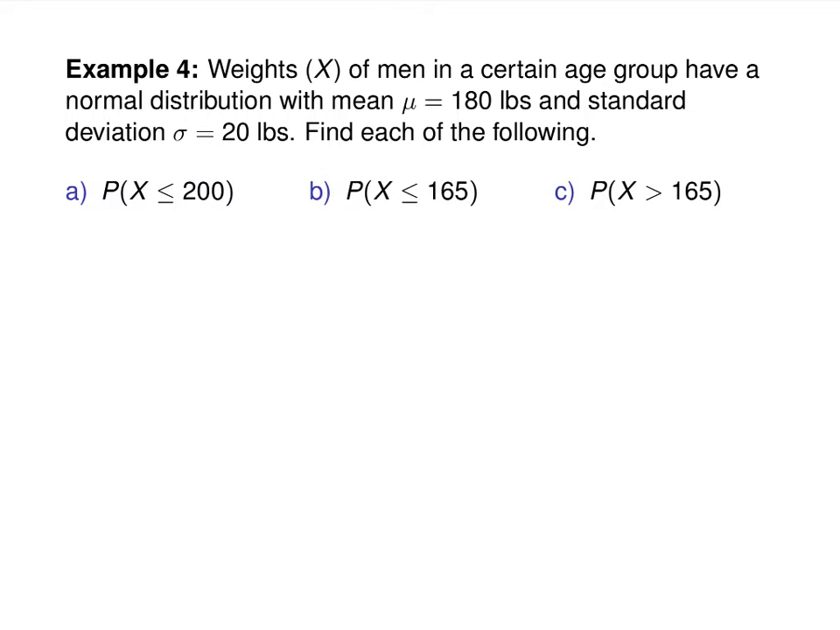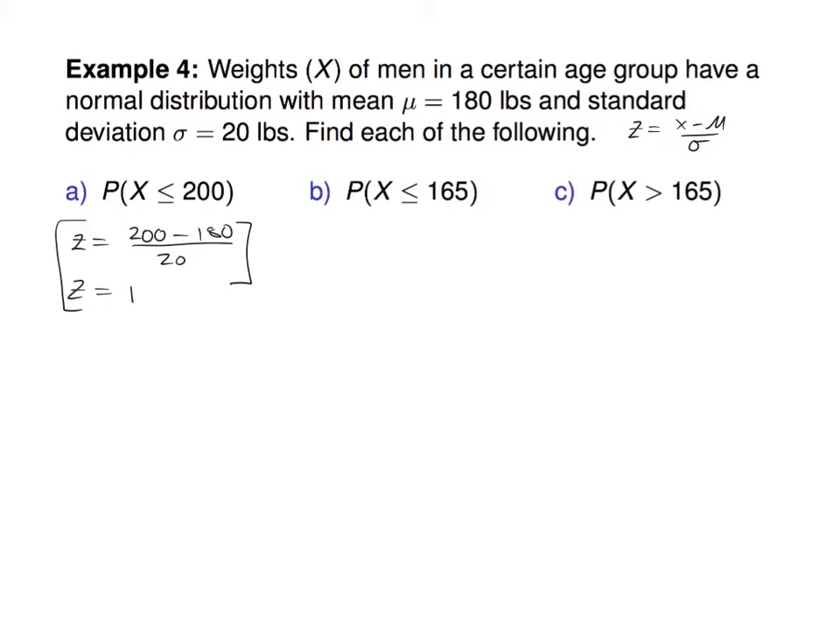It does z values. You've got to make this 200, an x value, into a z value, using the fact that z is equal to x minus mu over sigma, right? So z will equal, in this case, x, which is 200, minus mu, which is 180, over 20. That's 1. So z is 1. So this is kind of like your work.